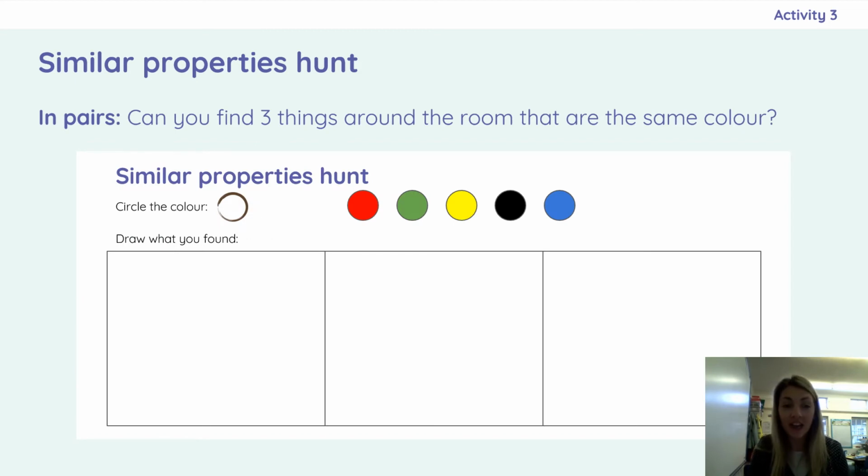Okay, hopefully now you have found at least 3 items in the room or around your home that are the same colour. So now on your piece of paper you can draw what you found. So if I had a pencil, a teddy and a plate that were all the same colour, they would be the 3 items I draw.